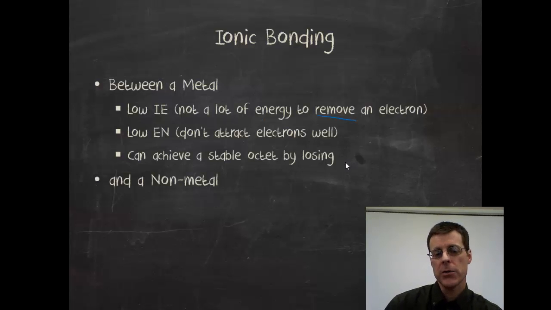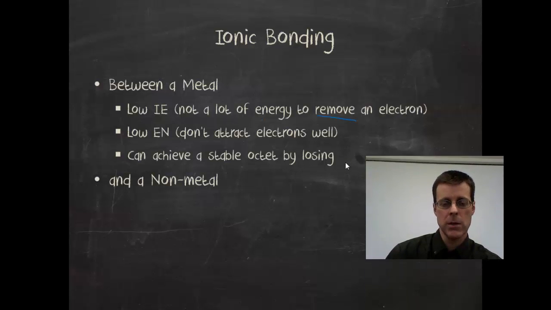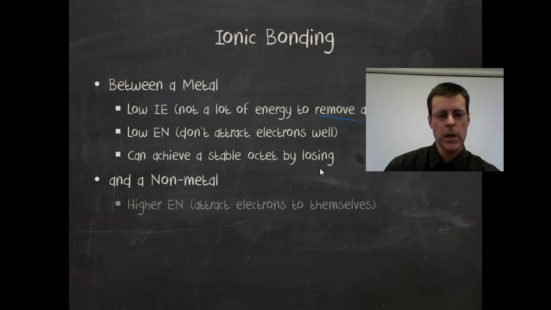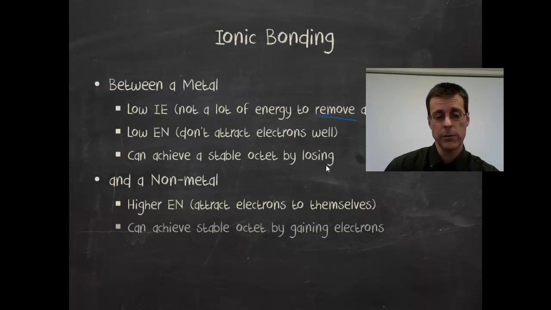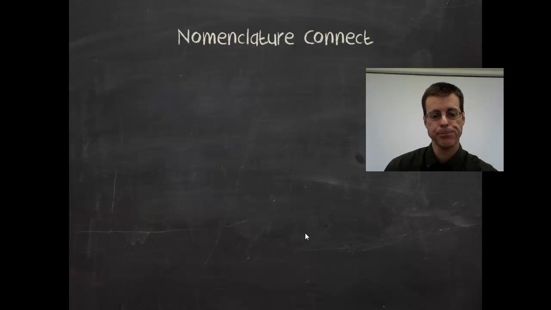It also occurs between a metal and a nonmetal, so there's the other half of it. And the nonmetal has a higher electronegativity, and that means it's able to attract electrons to itself. And they can achieve a stable octet by gaining electrons. So it looks like it's going to work out perfectly. One thing is able to lose electrons easily and gets a stable octet by losing electrons, and the other thing attracts electrons and gets a stable octet by gaining electrons. Sounds like a match made in chemical perfection.